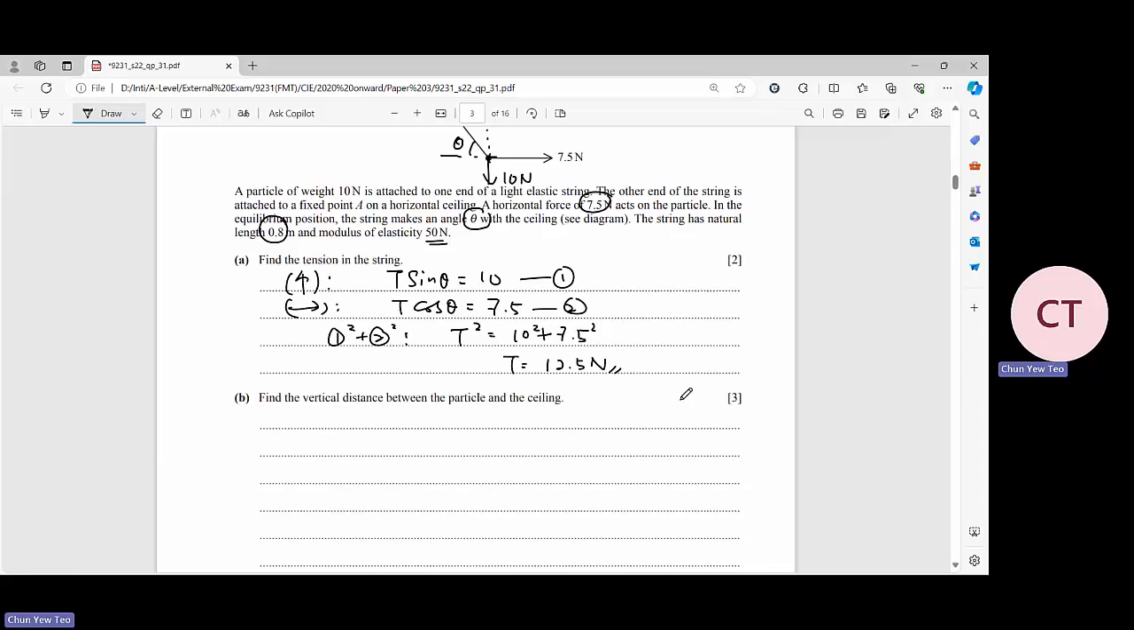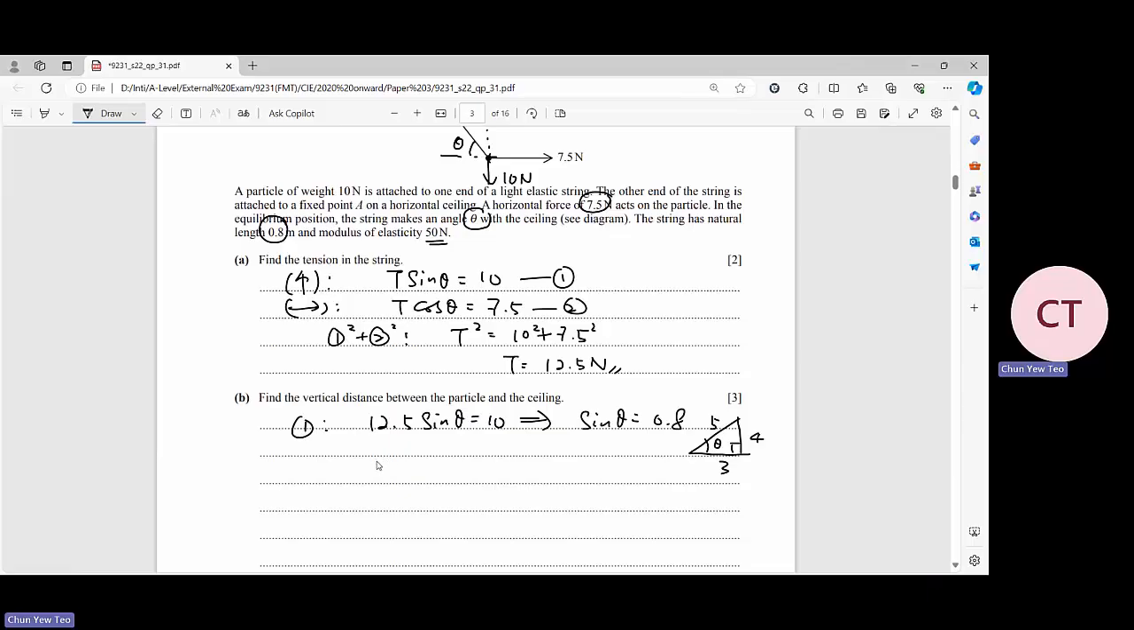Okay. So from here, since we found that T is 12.5, from equation 1, you will get 12.5 sine theta equal to 10. Then you can get your sine theta. Press a calculator, you get 0.8. So from here, you can actually form a small triangle about this theta. This is a 4, this is a 5, and this is a 3.